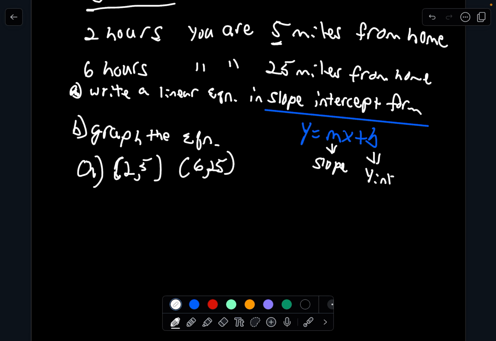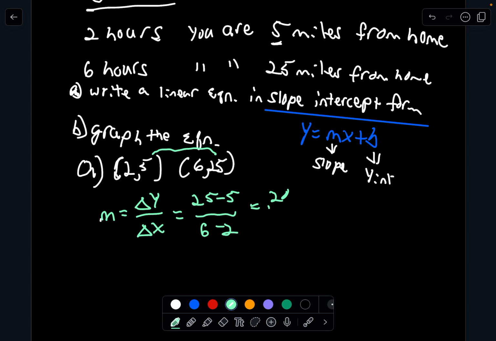All right, so remember, m is the slope and b is the y-intercept. So we're going to first find the slope. The slope, m, equals the change in output, the change in y, over the change in input, or the change in x. That would be 25 minus 5 over 6 minus 2. That works out to be 20 over 4, which is a slope of 5.